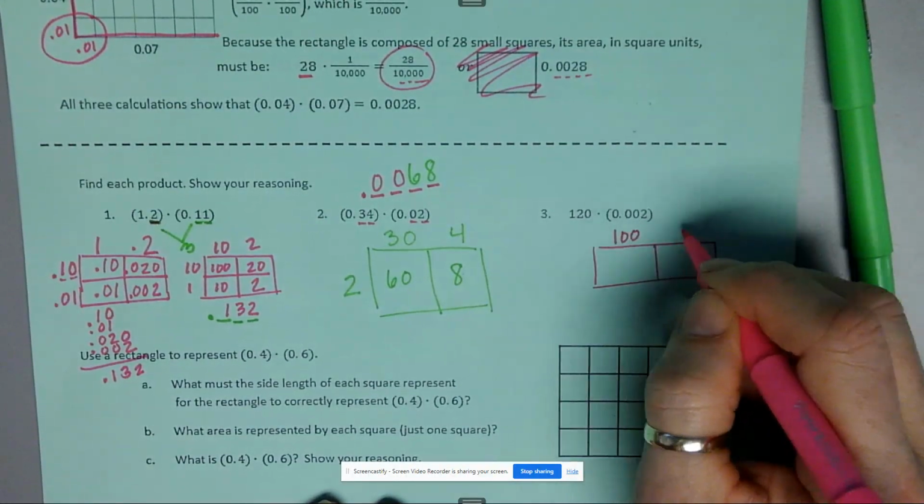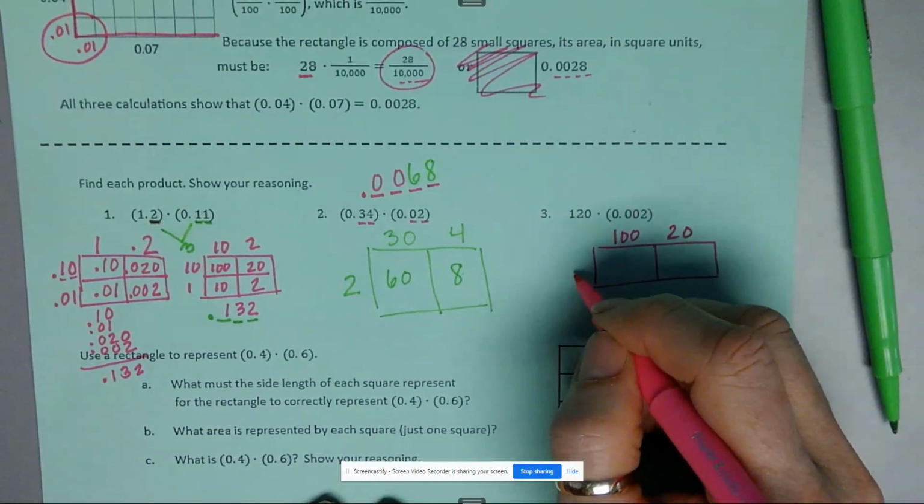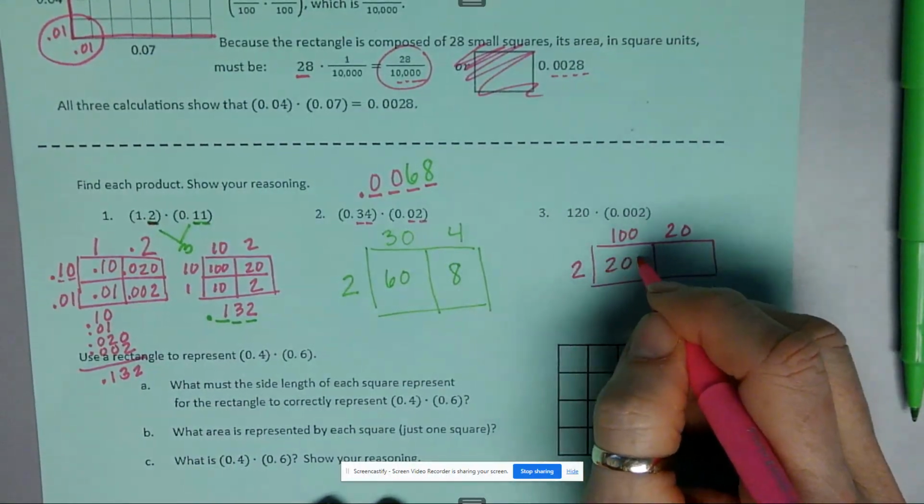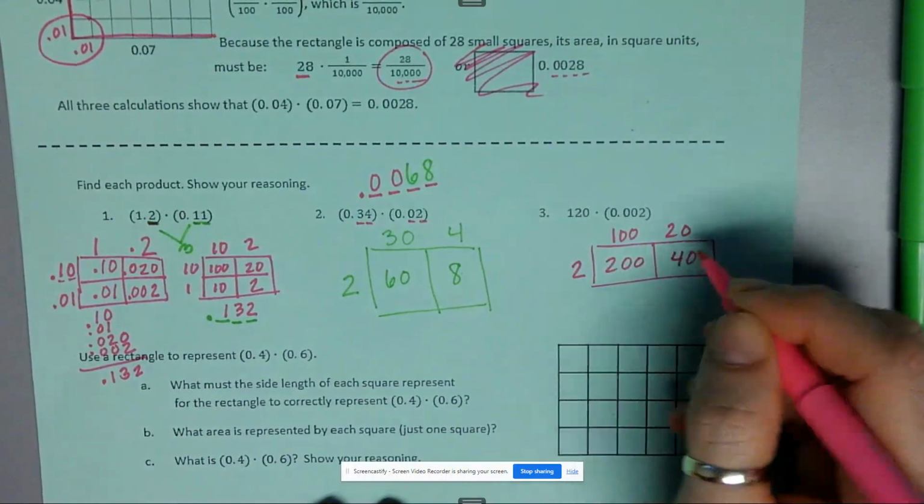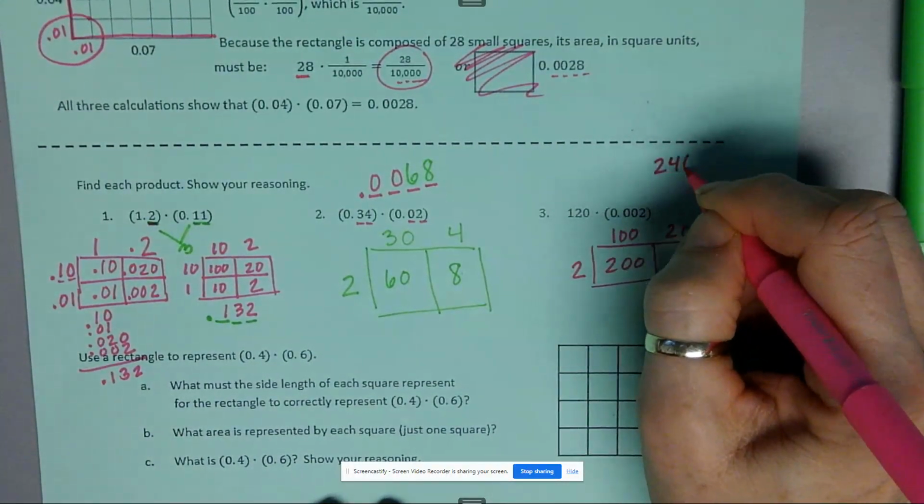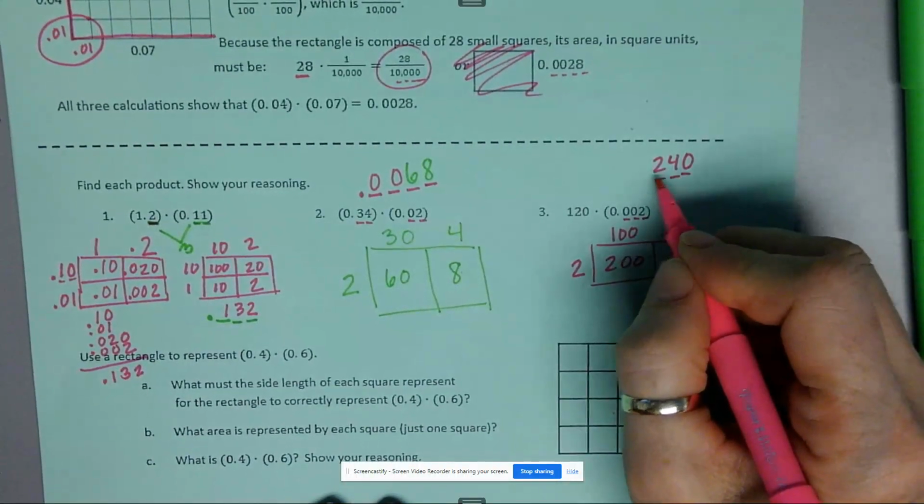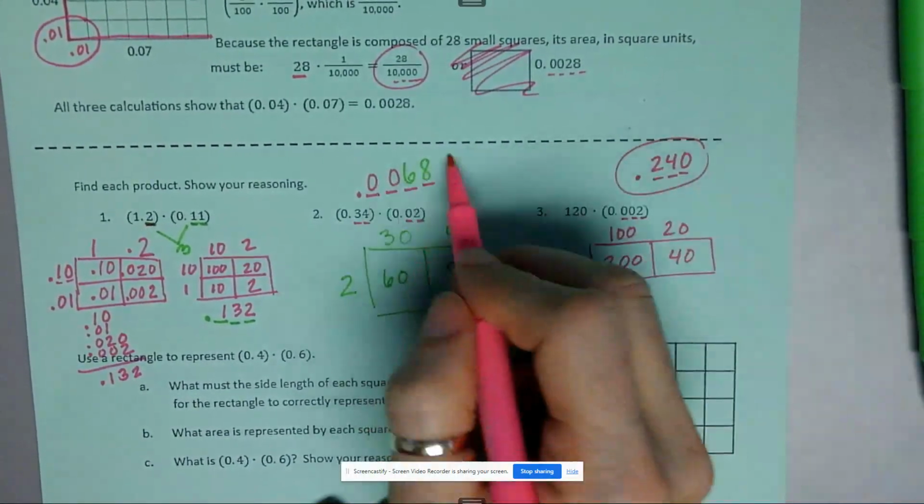I would do 100, I would do 20, and I would do 2. 100 times 2 is 200. 2 times 20 is 40. So 240 with 1, 2, 3 places. 1, 2, 3. There's my answer.